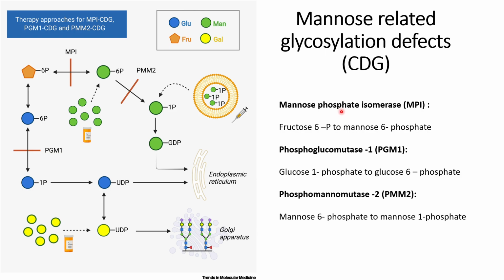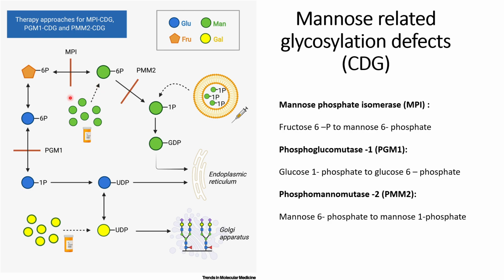In this kind of congenital disorder of glycosylation, the ability of the cells to convert fructose 6 phosphate to mannose 6 phosphate is weakened or impaired. Because of this, there is a lack of mannose 6 phosphate in the cells, which will lead to abnormal glycosylation within the cells.